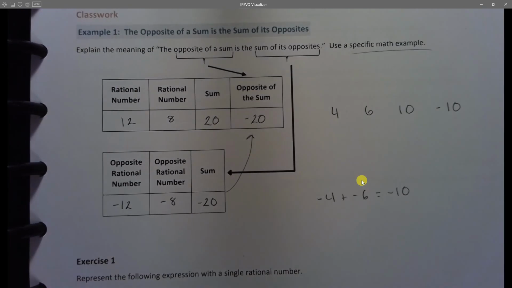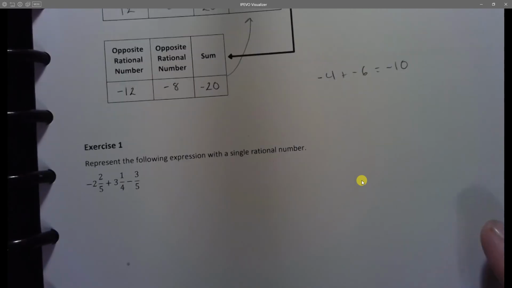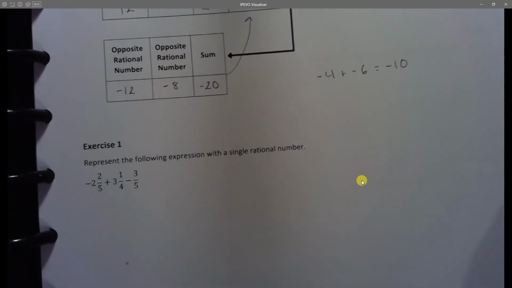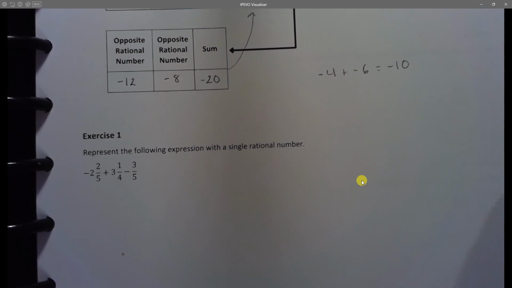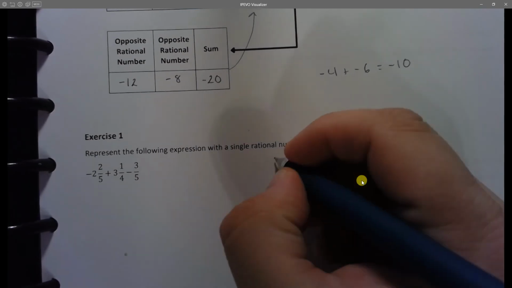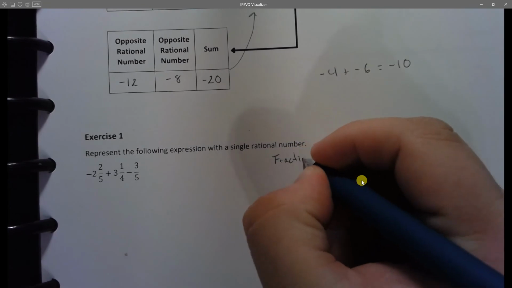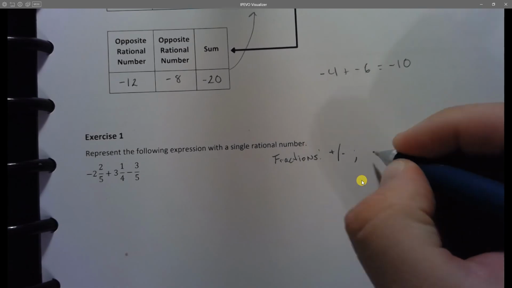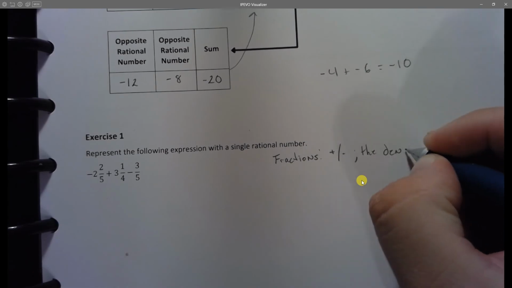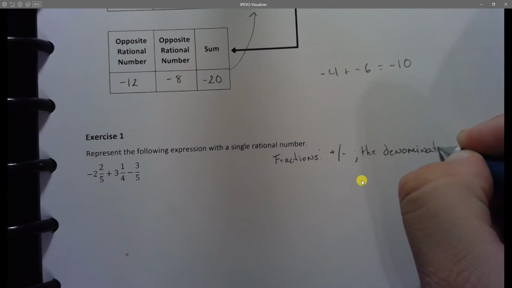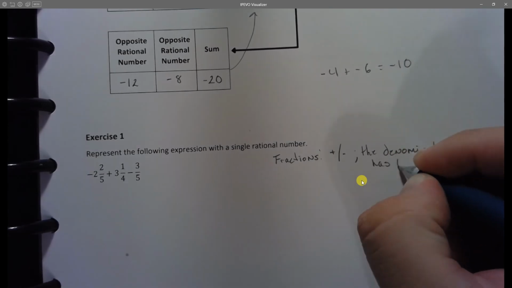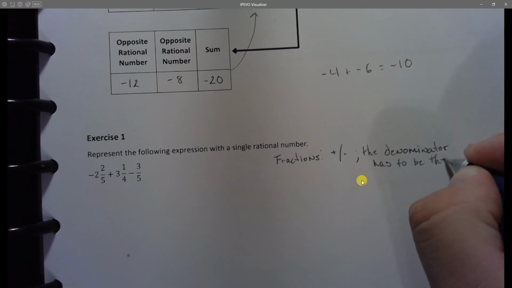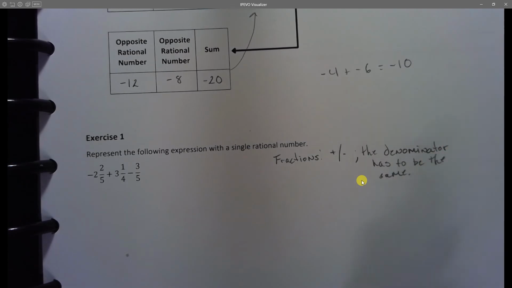All right, so let's practice a couple examples here. Represent the following expression with a single rational number. Okay, so we're dealing with fractions again. When you are dealing with fractions, addition or subtraction, remember the denominator has to be the same. Okay, that is a priority. The denominator has to be the same when we are adding or subtracting fractions.